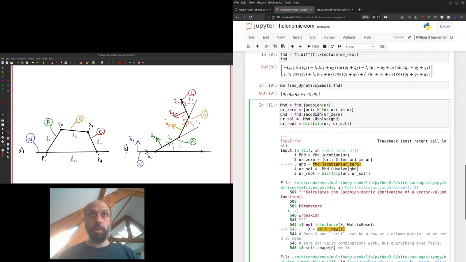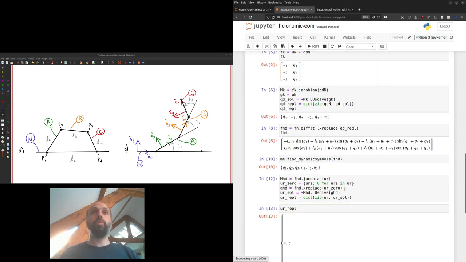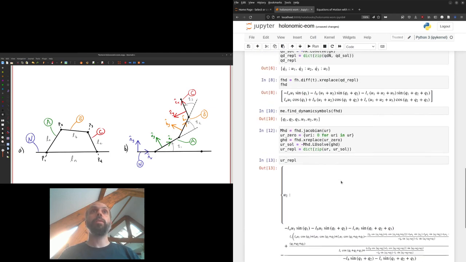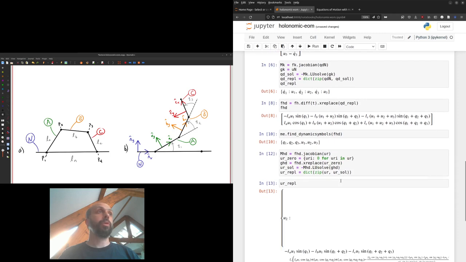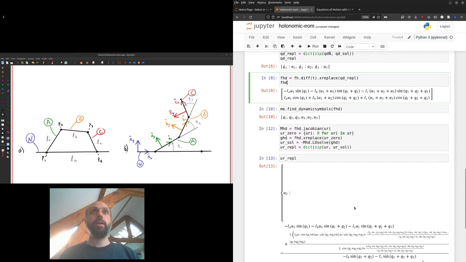Type Jacobian here. This is supposed to be X replace. There we go. And then UR REPL. So these now we can use to replace the U2 and U3 with expressions that only have U1 in them, just like we did with the non-holonomic constraints. So the key thing is we sort of create these fake non-holonomic constraints in some sense, and then we follow the same process as before.